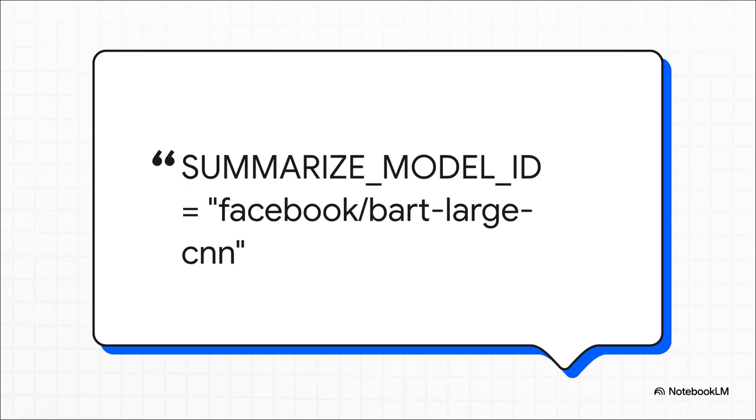And get this, here is how simple it is. To pull in a world-class text summarization model from Facebook, all we have to do is write this one line of code. That's it. We're just pointing to the ingredient we want to grab from the Hugging Face shelf.